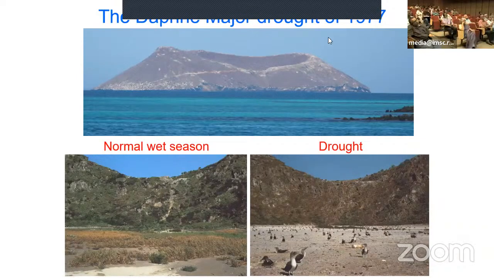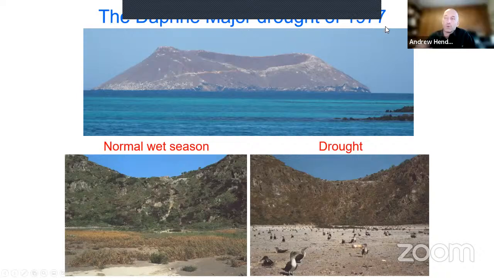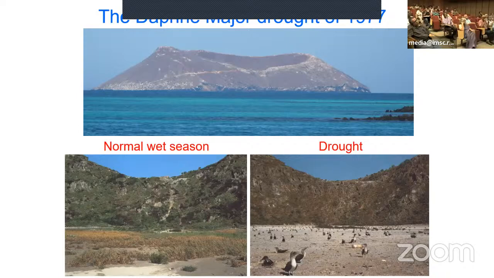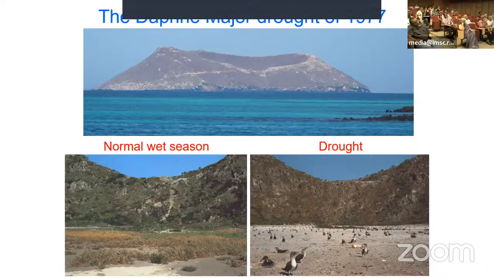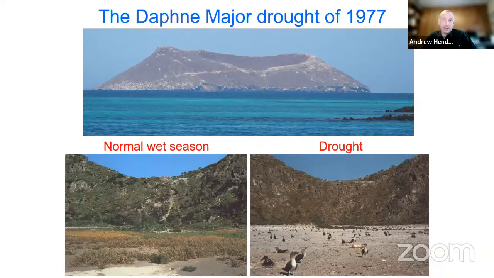And in 1977, which was fairly early on when they were working there, they had a very bad drought, which meant that there was almost no reproduction of the plants on that little island. Now, finches require the production of plants to generate the seeds and anything else that they might feed on. And so when there's a drought, there's almost nothing to eat.